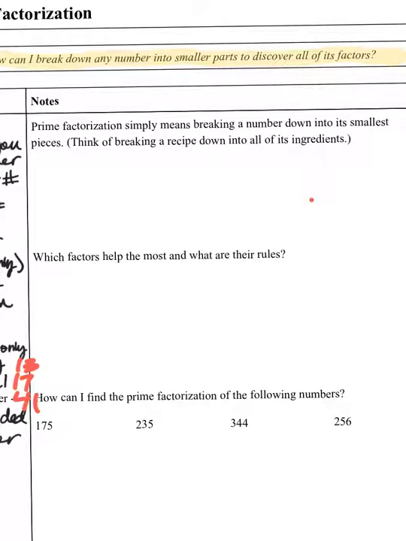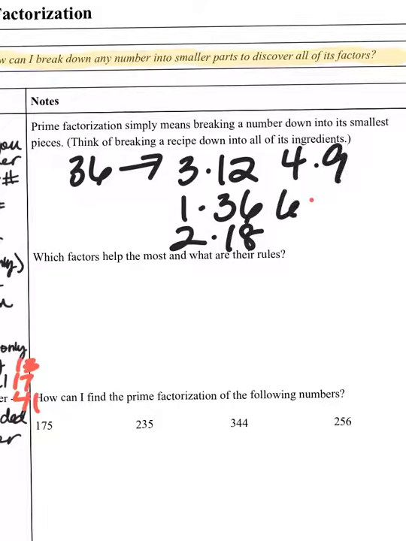Okay, so let's think about the number, let's say 36. Okay, and there's lots of ways we can get to 36, right? We can do, let's see, 3 times 12, 1 times 36, 2 times 18, 4 times 9, and 6 times 6. Lots of different ways we can get to the same product of 36, right? So prime factorization just means breaking it down into its smallest numbers. We're going to do some practice in class on that. So we'll hold off on that for now, but breaking it down into its smallest pieces.